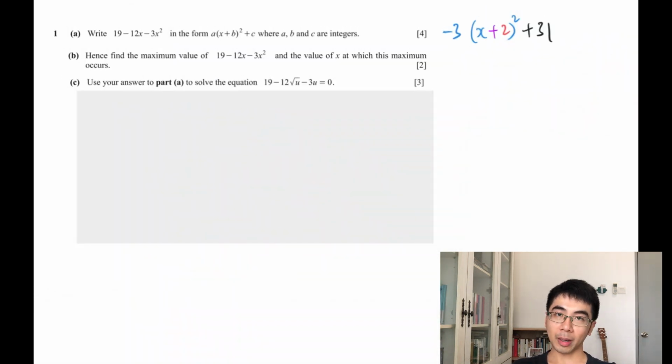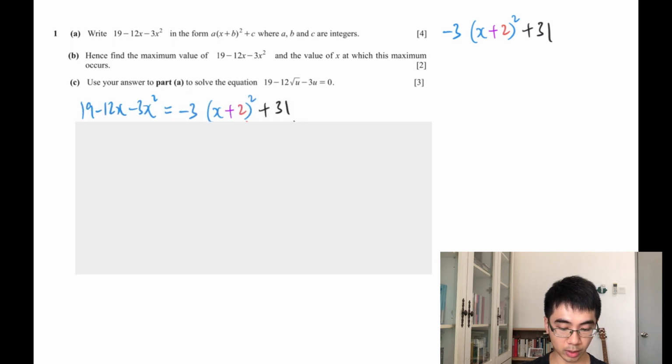Once we have finished part A, part B will be easy. This part B, we need to find the maximum value of this function and also the value of x when it is maximum. So recap that from part A, we have already done that. This form should be like this. So when it is maximum, actually it's just the value of c. So the maximum value should be +31.